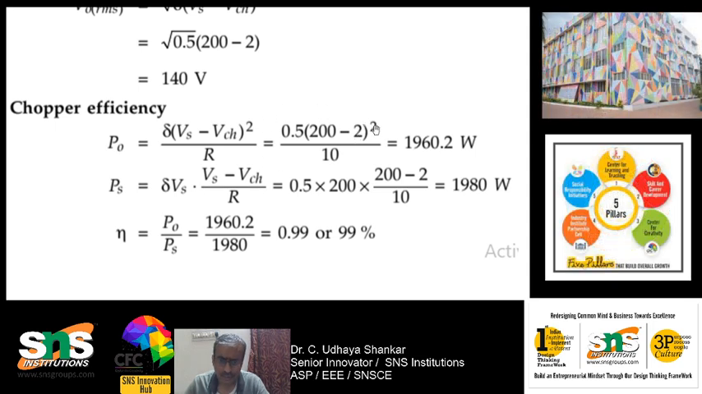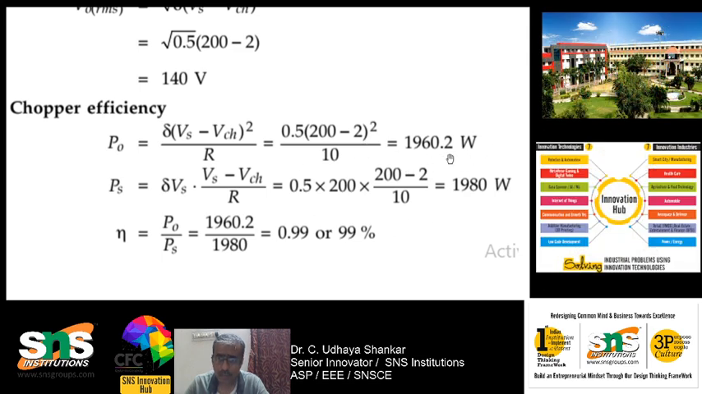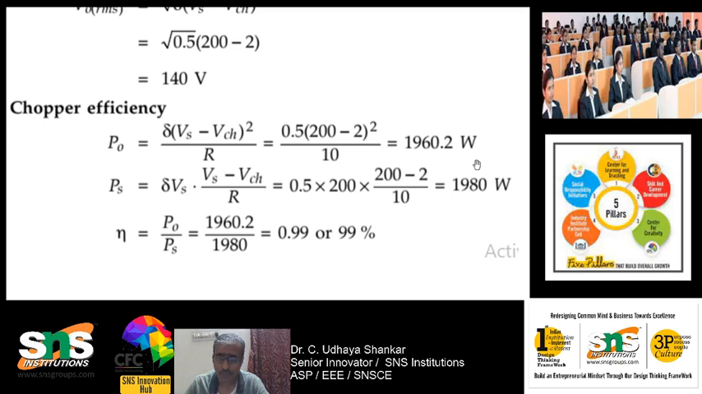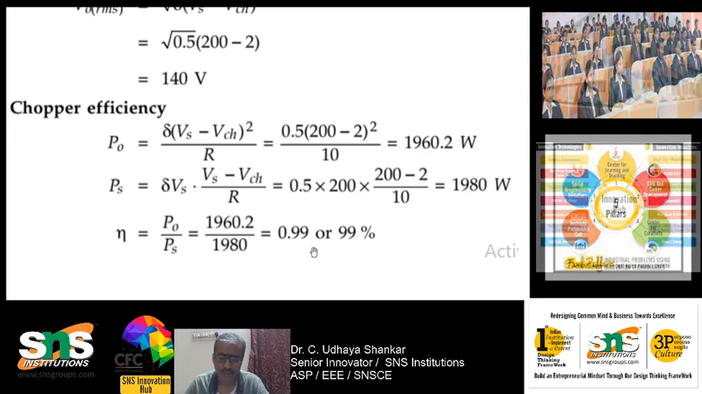So if you substitute the parameters, 0.5 is the duty ratio, 200 is the supply voltage, and 2 is the chopper voltage drop. You will get the output power as 1960.2 watts. Similarly, for the supply power, that is the input power, you substitute here and finally you will get 1980 watts. So you are supplying 1980 watts, whereas only 1960 watts is doing the useful output. So the efficiency of the chopper is 1960.2 divided by 1980, which is nothing but 99%.